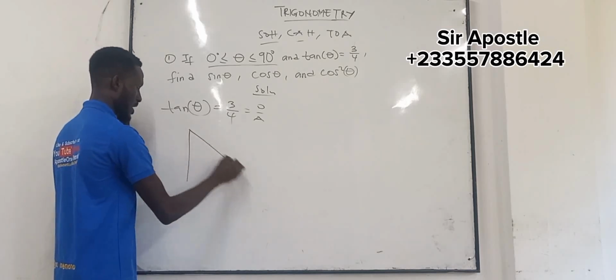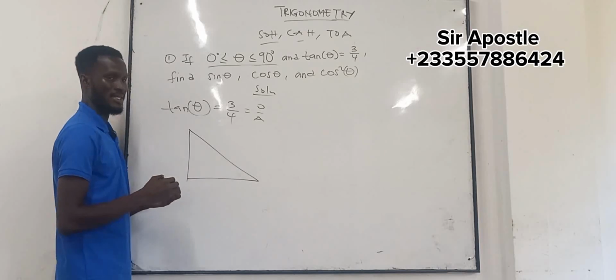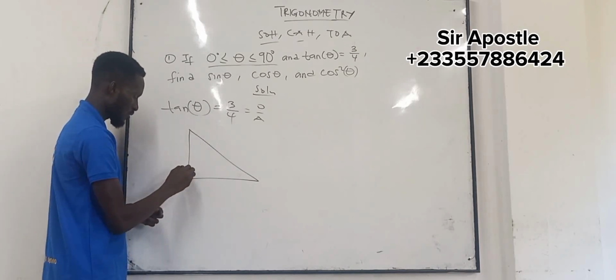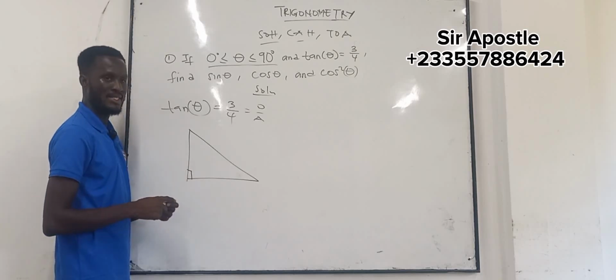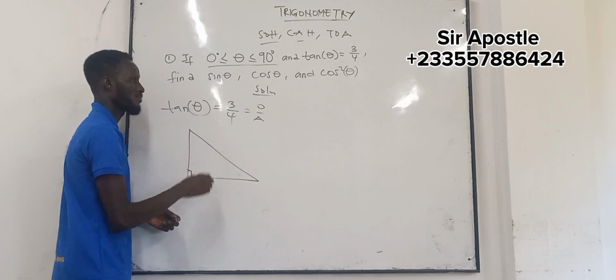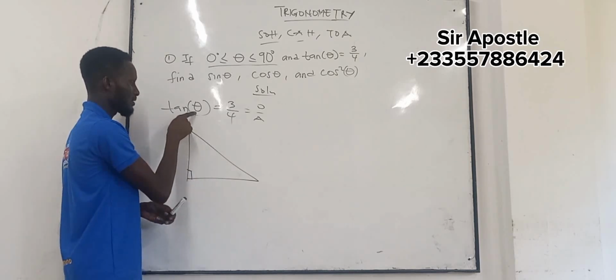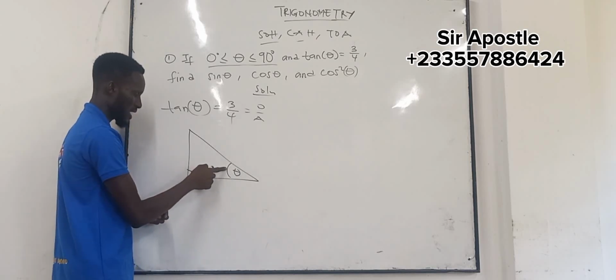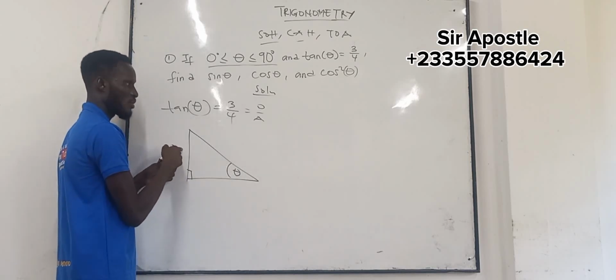Let's draw a right angle triangle like this. The angle here, let me consider to be my 90 degrees. It means this side will be my hypotenuse, right? Now, what is the angle theta? I want to consider this angle as theta. It means this side, opposite to this angle, will be the opposite.